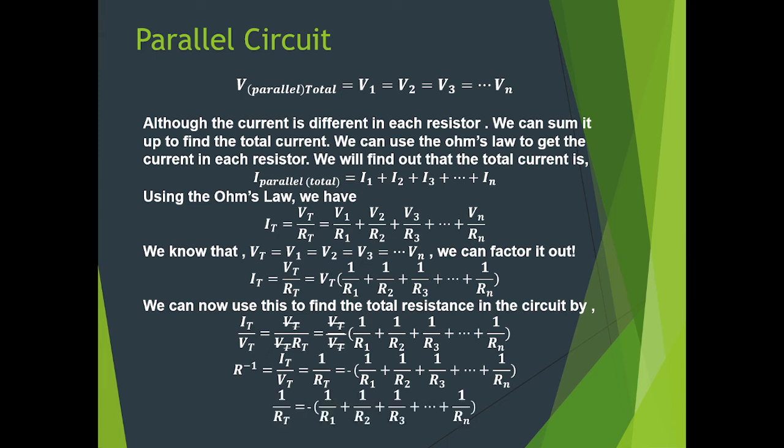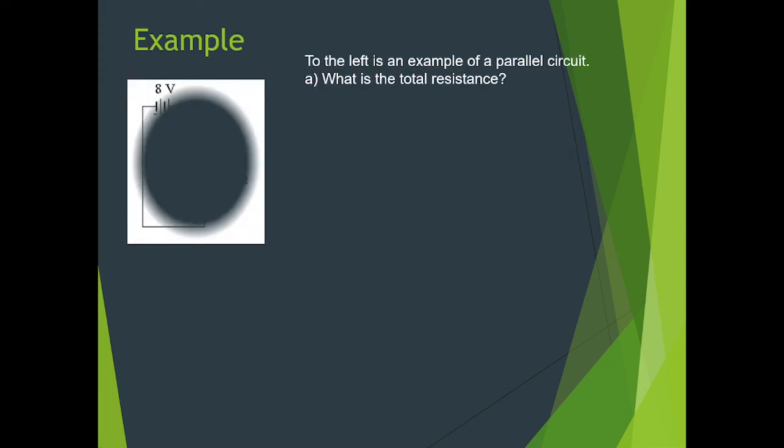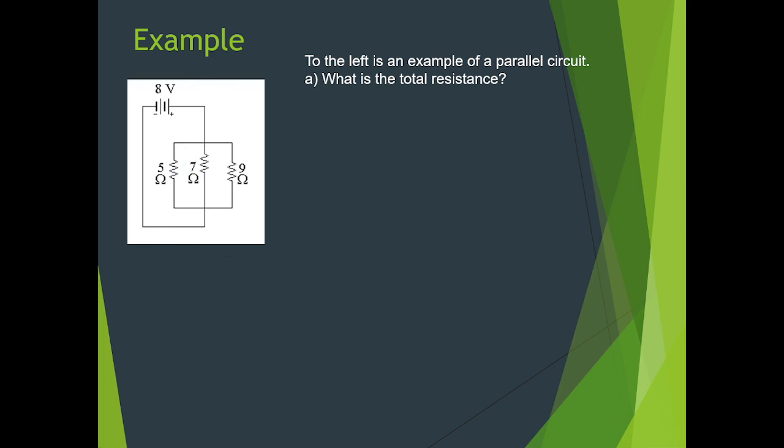To the left is an example of a parallel circuit. A. What is the total resistance? When we apply the formula and solve for the reciprocal of 1 over R sub t, we will see that it is equal to 2.20 ohms. The next question is, what is the total current flowing in the circuit? We use the formula for Ohm's law, V is equal to I times R, and we will see that the current is 3.64 amperes.